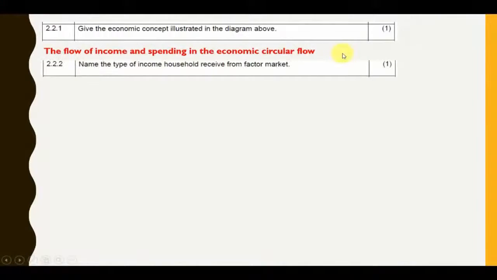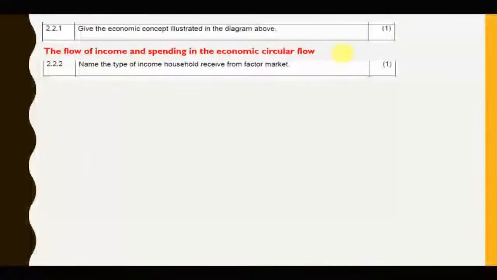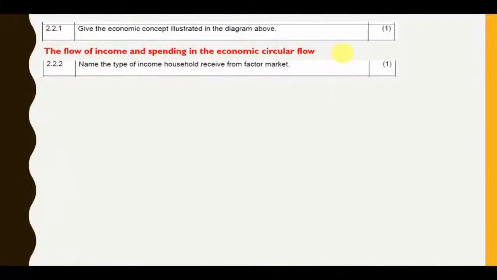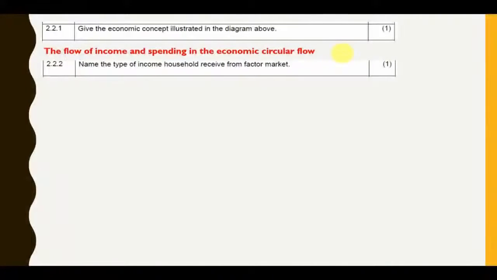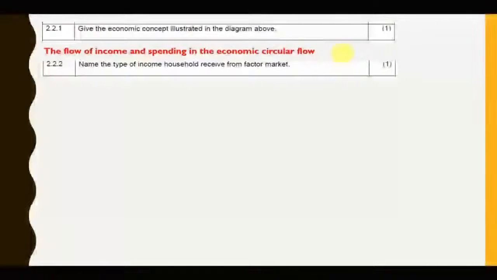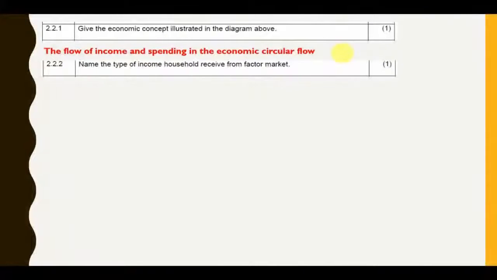Alright, the next question, everybody. What type of income do households receive? So I want you to think about your factors of production. And remember, we have 4 factors of production. And each factor of production receives an income. And households are the owners of the factors of production. Households provide labor in the economy.